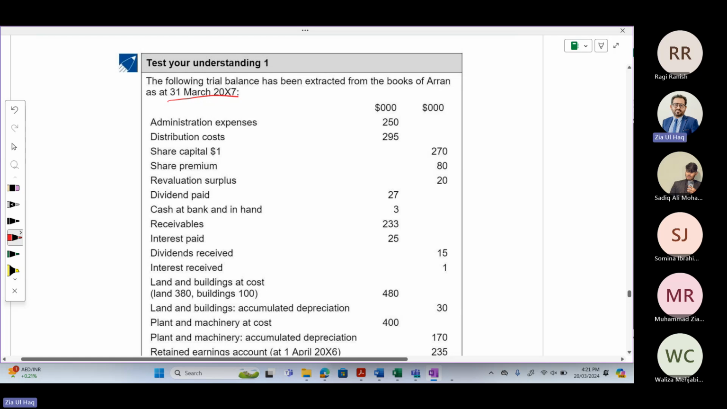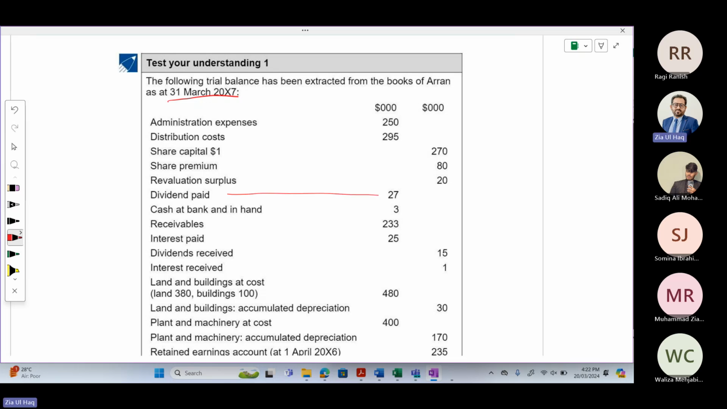Admin expenses, distribution cost, share capital, share premium, and these are the opening balances. Revaluation surplus, this is the opening balance of revaluation surplus that will go into statement of changes in equity. Dividend paid during the year, that will be adjusted to retained earning.